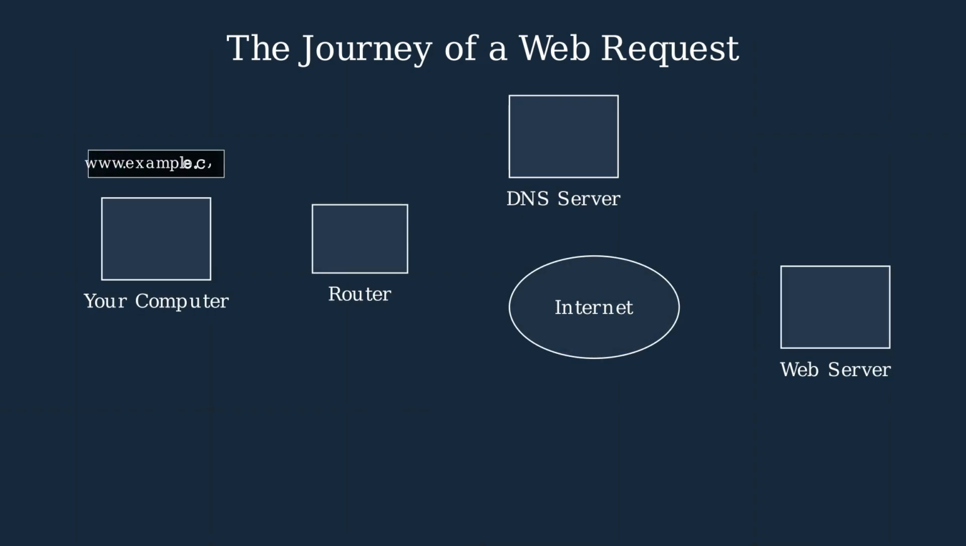Step 1. When you type a URL like example.com, your computer needs to find its IP address. Your computer sends a DNS query to a DNS server, which translates the domain name to an IP address. Step 2. With the IP address, your computer sends an HTTP request through your router to the internet. Step 3. The web server receives and processes your request. Step 4. The server sends the requested data back through the same network infrastructure. Finally, your computer processes the response data and renders the website on your screen. This process happens in milliseconds, connecting you to websites and services across the globe.